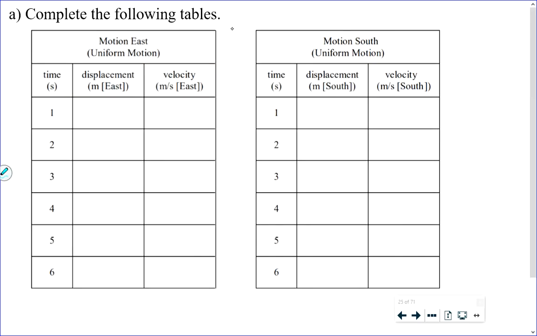It says complete the following table. I want you to notice that there is an error here. I'll give you a second to see if you can spot the error. The error is in one of the tables up here. And it's also in your handout. What is the error?